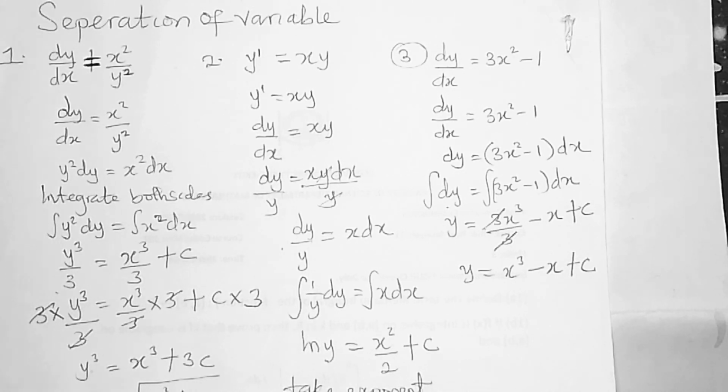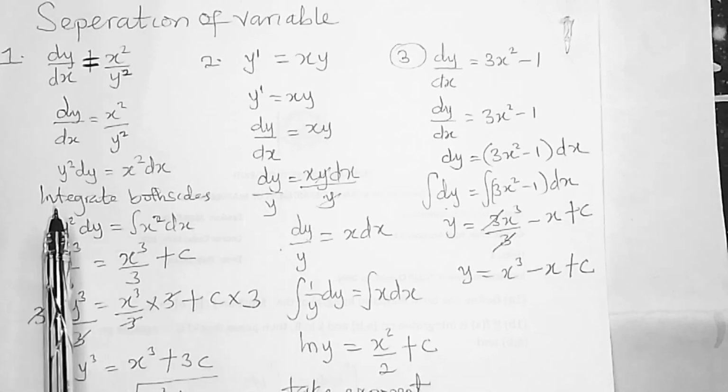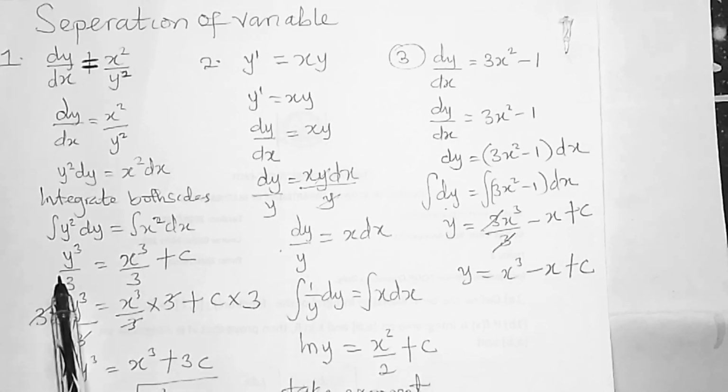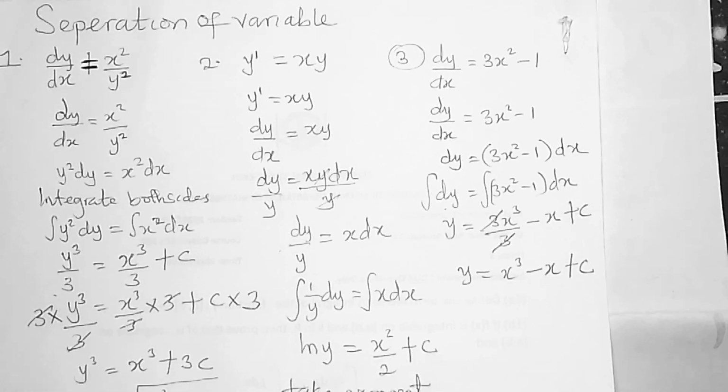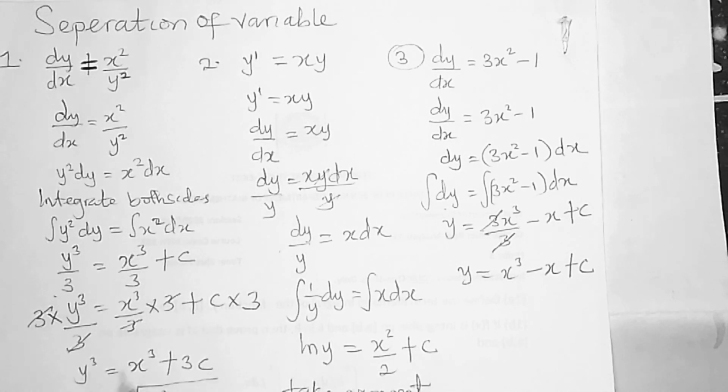After that, what is the next thing to do? The next thing to do is to make y the subject of the formula. It is very simple. It is simply by integrating both sides. If I integrate y squared dy, I'm going to have y cubed over 3. Yes or no? Yes. And if I integrate x squared, I'm going to have x cubed over 3 plus c.